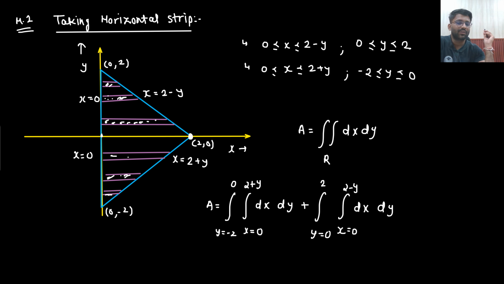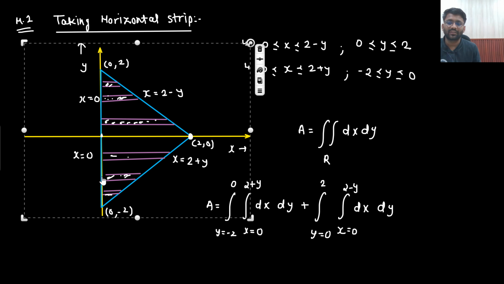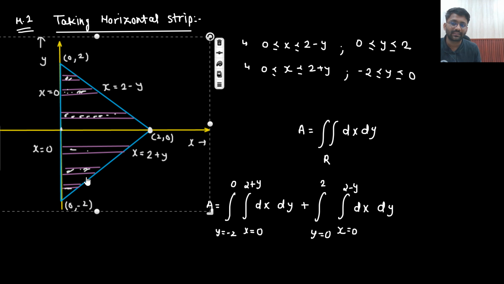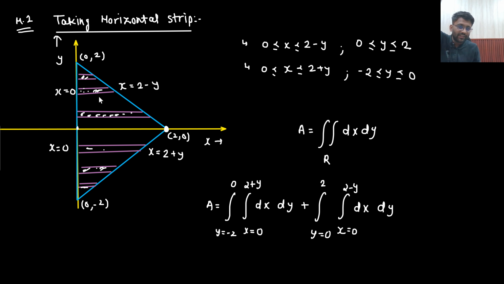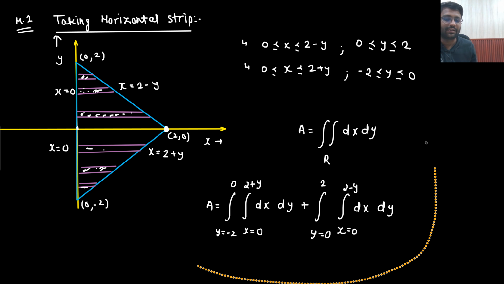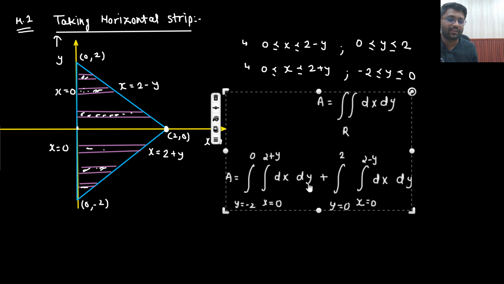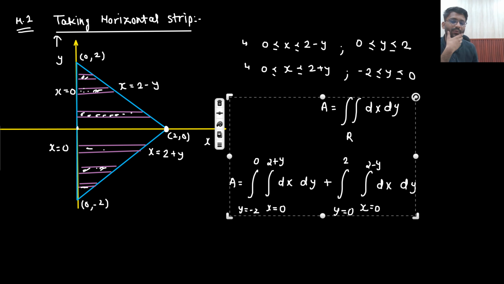When I am taking a horizontal strip, I am encountering something very special. What very special am I encountering? When I am moving the strip, I am encountering a break point, a transition point, whatever you want to call it. The definition of the graph is changing: x equals 0 to x equals 2 minus y, x equals 0 to x equals 2 plus y. So the definition of the graph is changing. Is that understandable to you or not?